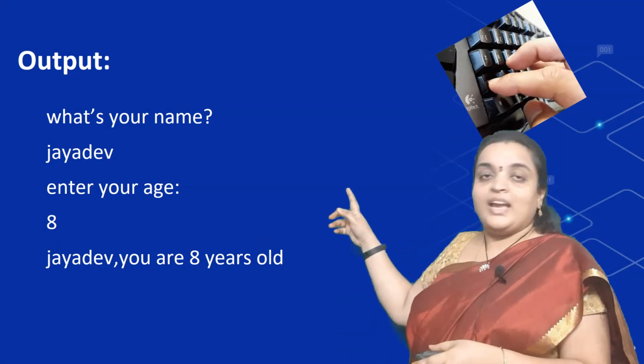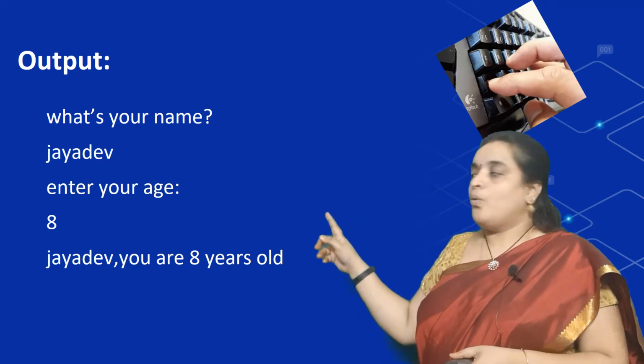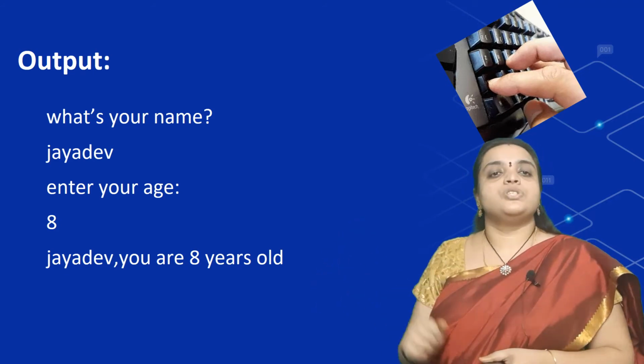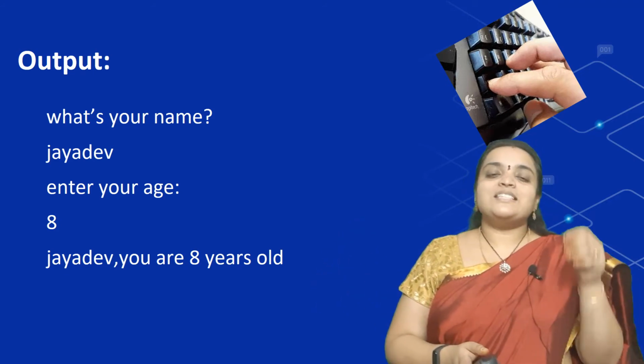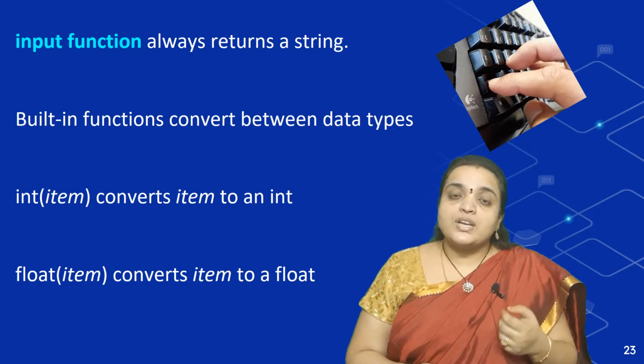What's your name? It will be printed. Then we have to type our name. That is Jaydev. Enter your age: 8. What will be printed? Jaydev, you are 8 years old. Is that clear, students? In this way, the input function will work.